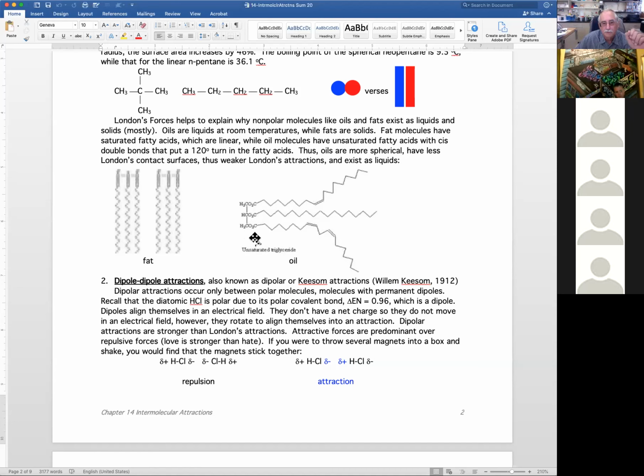So here's the difference between a fat and an oil. At room temperature, if it's a solid, it's a fat. If it's a liquid, it's an oil. What is the difference? The molecules are the same except for these unsaturated double bonds. So you can see that does make a difference, huh?